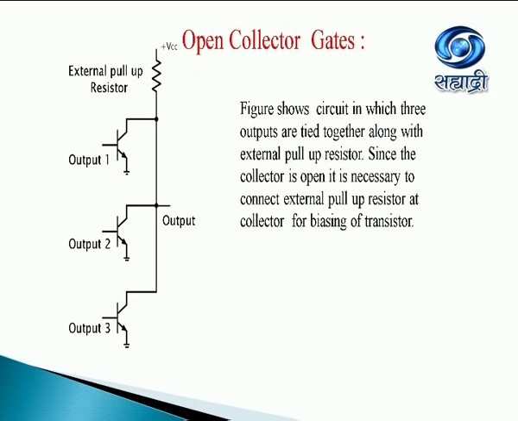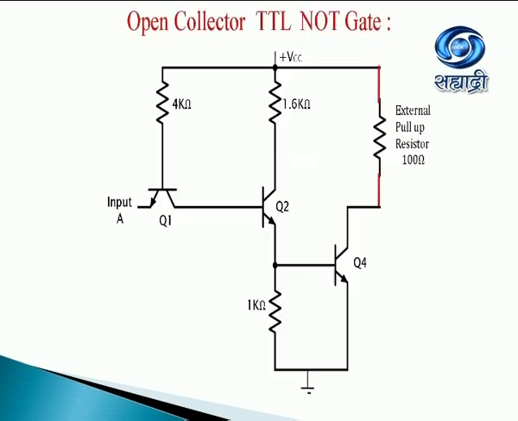Here, outputs from three gates are connected and the final output is taken. Figure shows a circuit in which three outputs are tied together along with an external pull-up resistor. Since the collector is open, it is necessary to connect an external pull-up resistor at the collector for biasing the transistor.